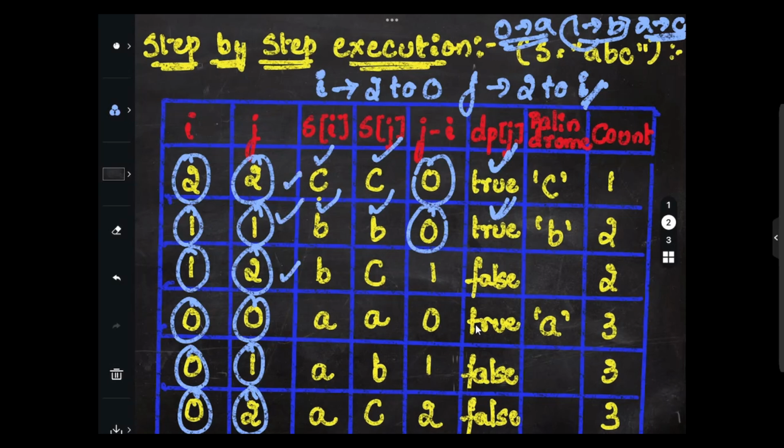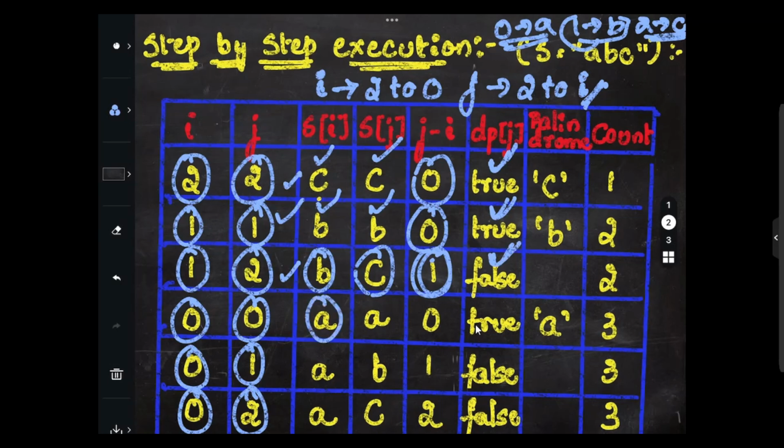1 and 2: 1 we have B and 2 we have C. CC is a palindrome, when we read backwards it is the same. BB is also a palindrome. BC is not a palindrome. In this case we will return 1, not 0, because it is false. j minus i is 2 minus 1, which is 1.